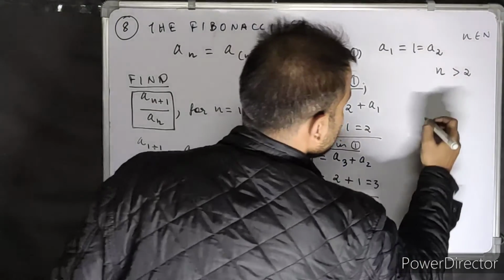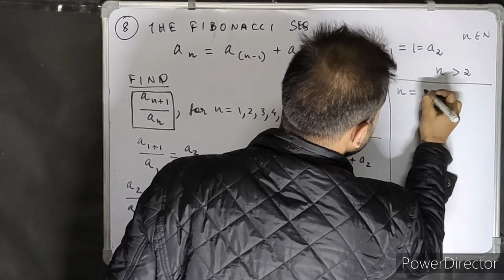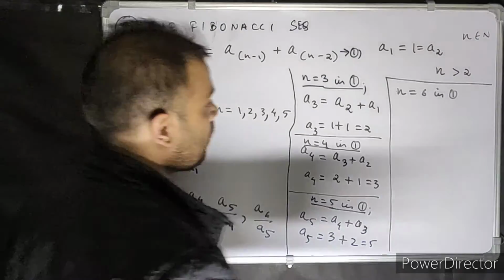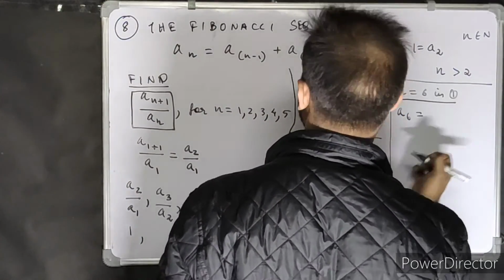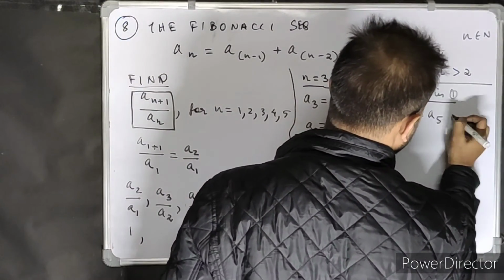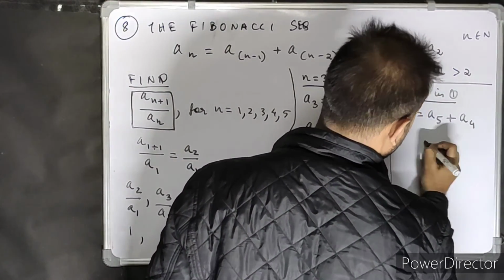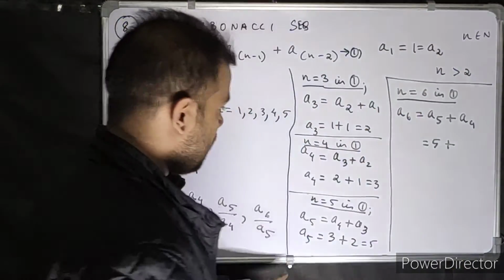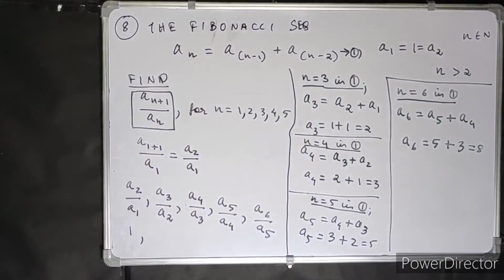What is my A6? So put 6 now. So n is equal to 6 in 1. Put n equal to 6 in 1. So after putting n equal to 6 in 1, what do you get? A6 is equal to 6 minus 1, 5, A5, plus 6 minus 2, which is A4. So A5 is 5 plus A4 is 3. So that is 8. A6. Right? Now let's start putting.